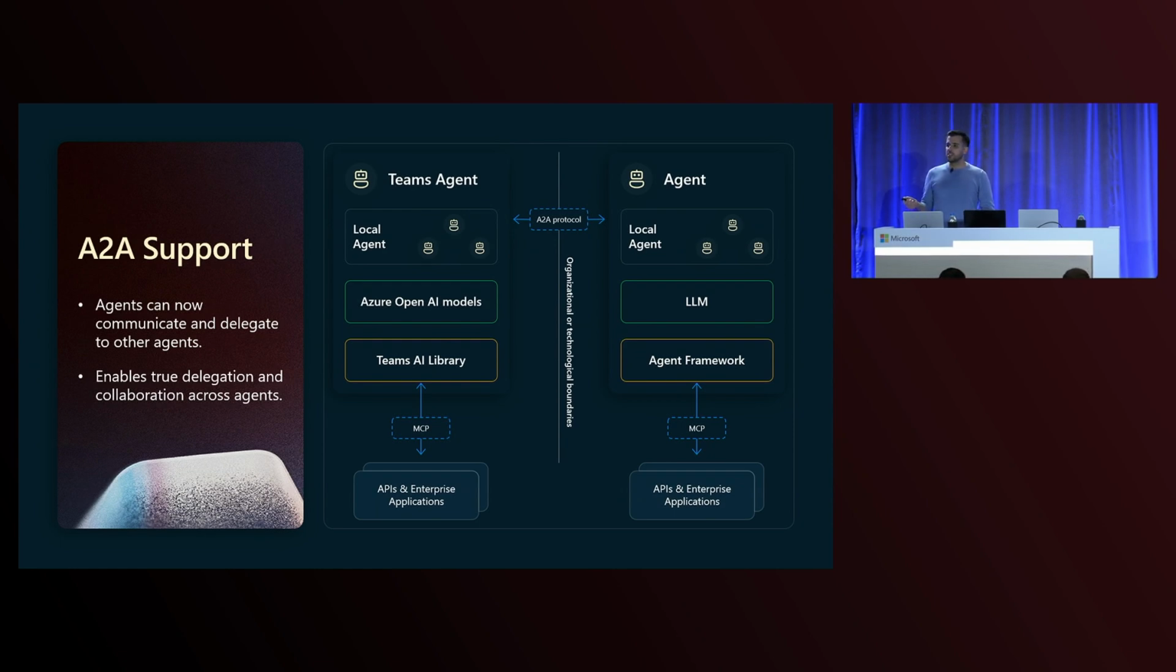So this means an agent doesn't need to do everything by itself anymore. They can start to delegate to other agents. They can coordinate tasks, pull in expertise from across the org. This unlocks a much more realistic way of work.